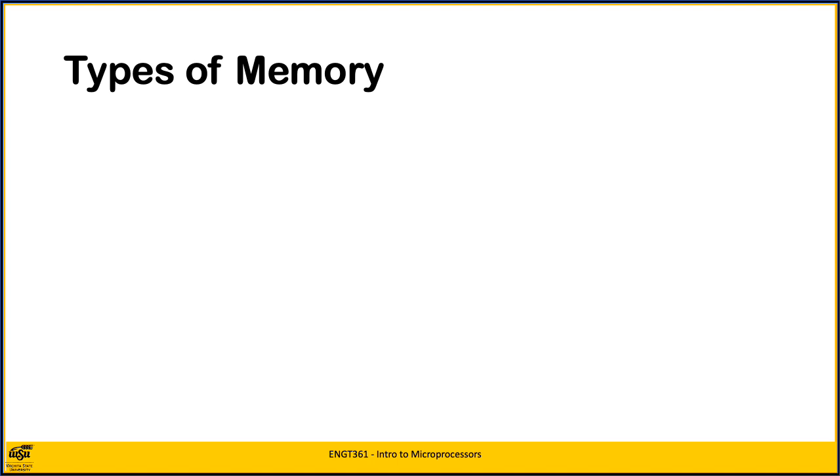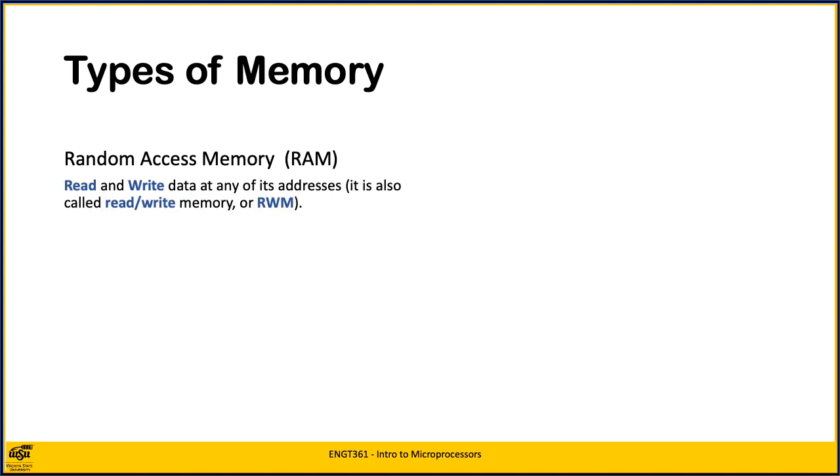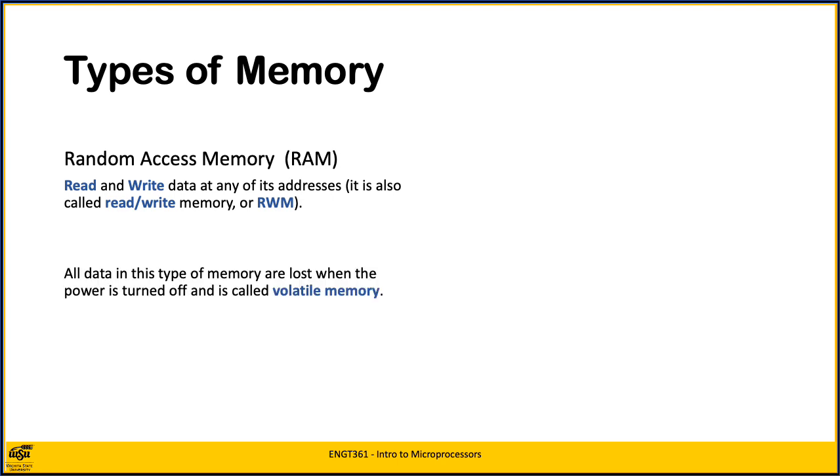Computers usually have 2 kinds of addressable memory. The first is random access memory, or RAM, which allows the computer to read and write data at any of its addresses. It is called read-write memory, or RWM. All data in this type of memory are lost when the power is turned off and is called volatile memory. An exception is designs where the RAM is kept alive with a small battery.